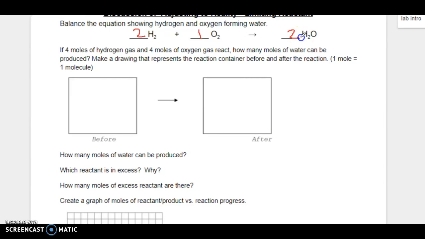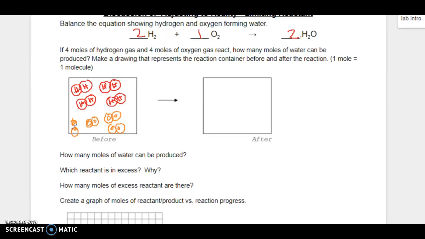And the question says, if there's 4 moles of hydrogen gas and 4 moles of oxygen gas reacting, how many moles of water can be produced? Make a drawing that represents the reaction container before and after the reaction. So before, I'm going to have 4 moles of hydrogen. Note that this is not the coefficient, right? This is how much I actually have, because now we're going to get to where things aren't exactly perfect. And I'm going to have 4 moles of oxygen. I'm just going to represent a mole as just one set, just to keep it easy.